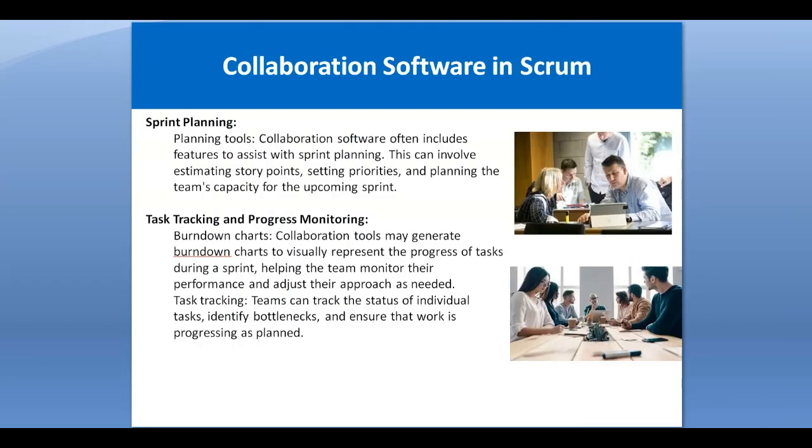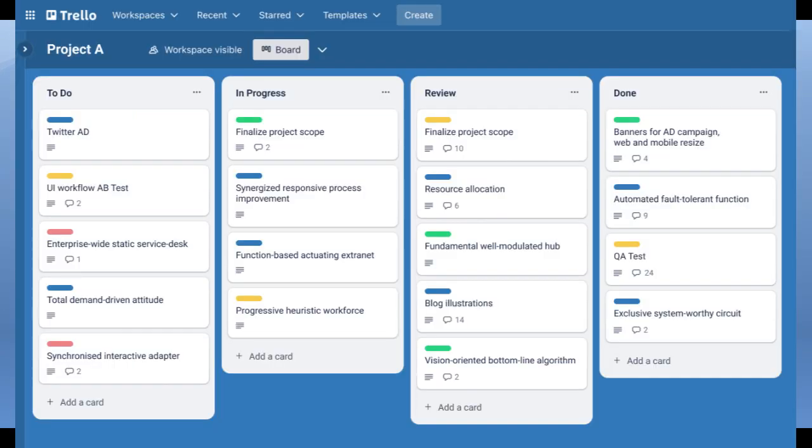Then sprint planning means that collaboration software often includes features to assist with sprint planning. This can involve estimating story points, setting priorities, and planning the team's capacity for the upcoming sprint. Again, as a whole team, they can plan the sprint. They can decide which features they will take from the product backlog, and it will become the sprint backlog. So all the planning features are available in these sorts of software.